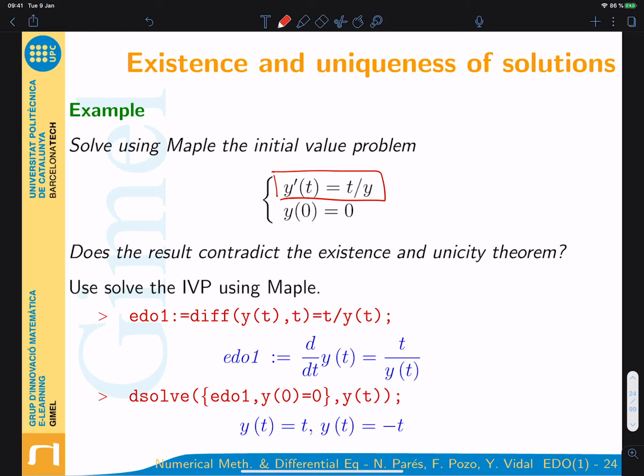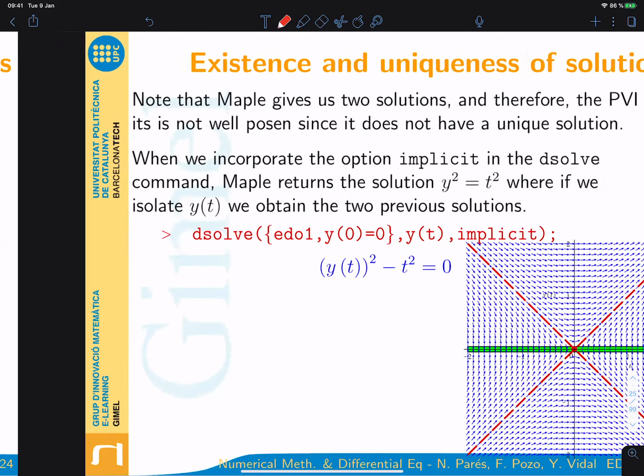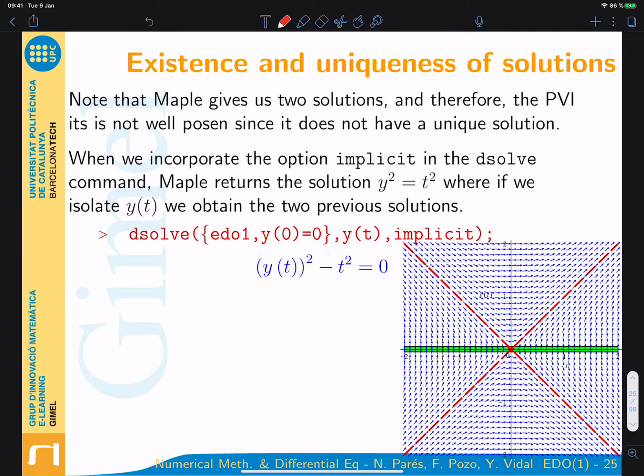Well, let's see. We use Maple here to solve the initial value problem. And, well, it looks like when we solve the problem using the initial condition, we get two different solutions. So it really looks like the solution is not unique because Maple is giving us two different solutions. And we can see the plot here.